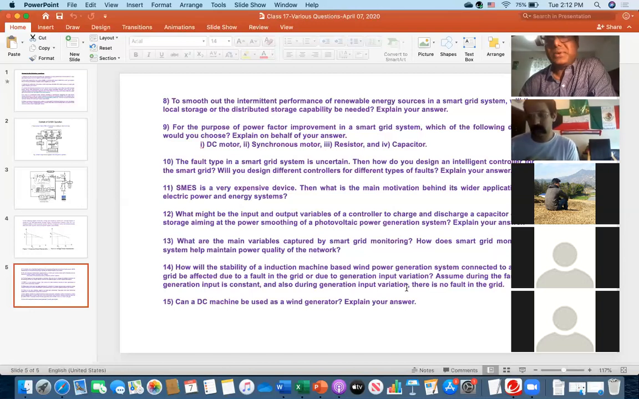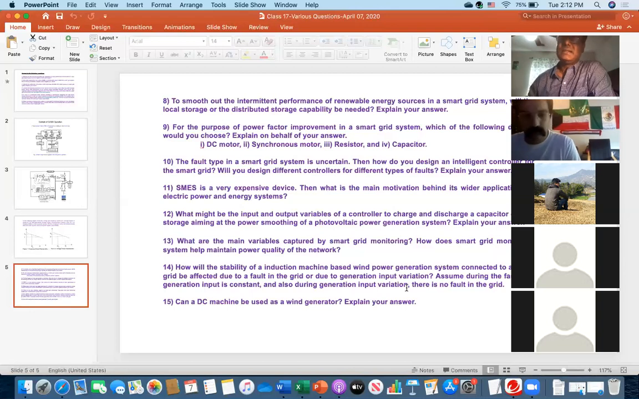Now, unfortunately, it might happen that there is a fault and wind speed variation simultaneously. That is the most dangerous situation. It might happen in rare cases. In that case, there will be huge fluctuation and also the system might be fully upset. The system might be fully unstable. So everybody is fine? I have a question.